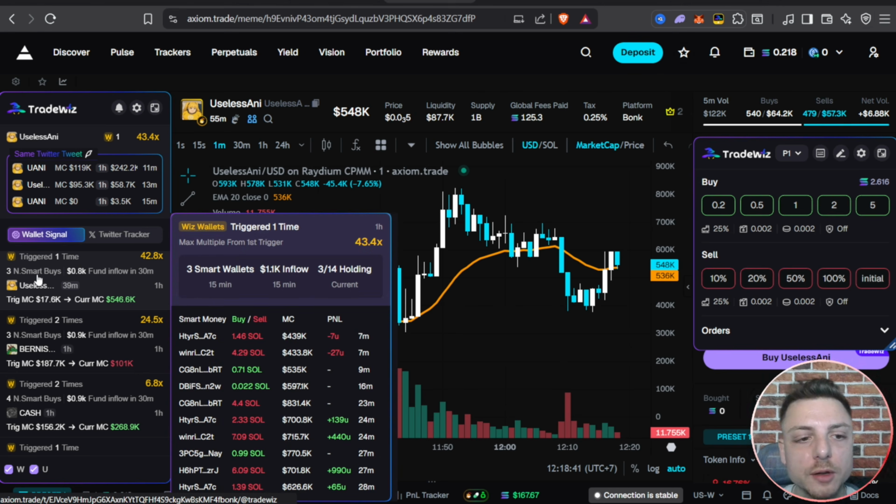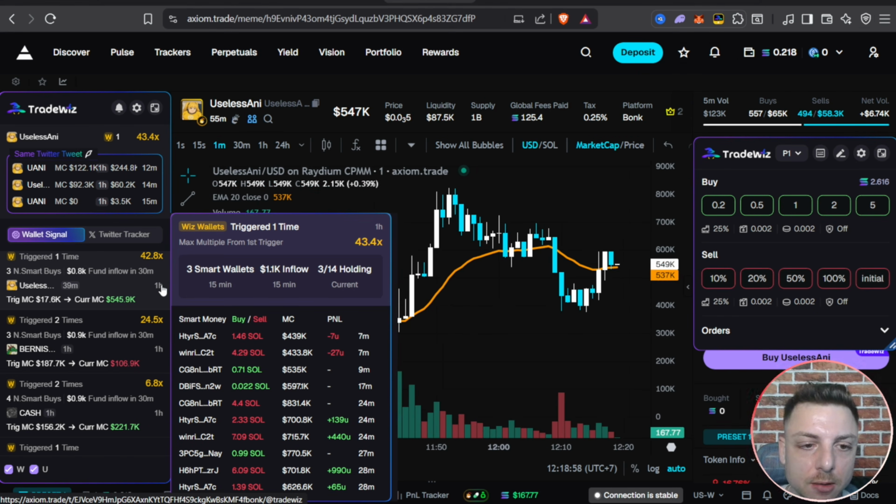Let's go over and look at this main focus. So 3 smart money wallets bought into this token. The total positive inflow of money was nearly $1,000. So that's important to track, how much positive or negative inflow is coming in. Then we're seeing this particular token launched 39 minutes ago, triggered at a market cap of 17,000, and its current market cap.